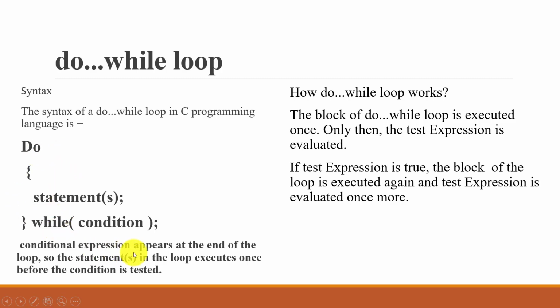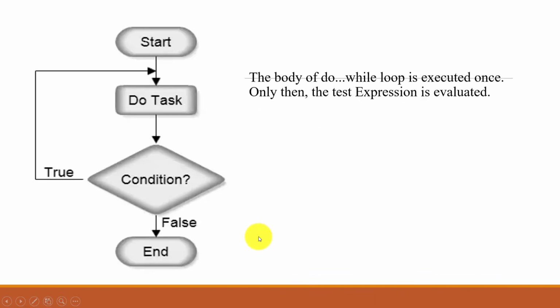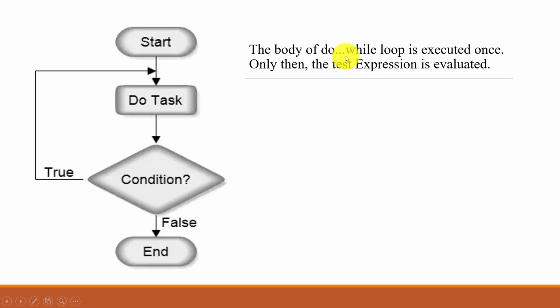So we get at least one output, because the test expression is evaluated only after the first execution. The process continues until the test expression becomes false. Once it is false, the loop ends. That is the working of do while loop. Let's understand it with one flow chart. The block of do while is executed at least once. That is, first of all we perform the do tasks, and after that we are going to check the condition.